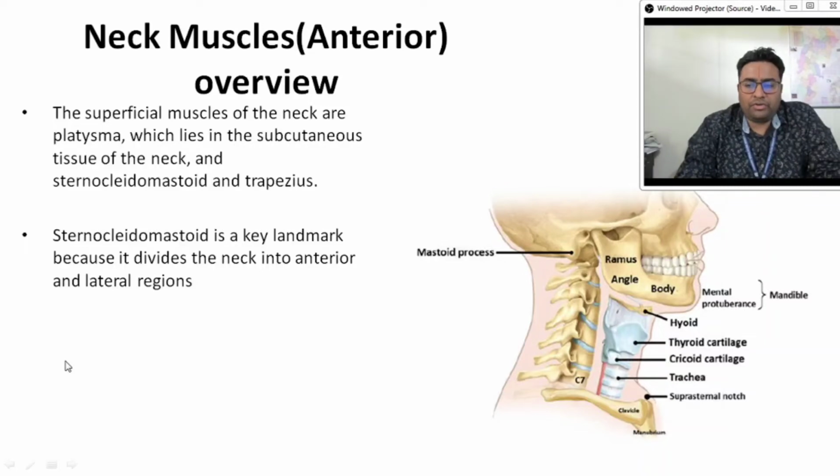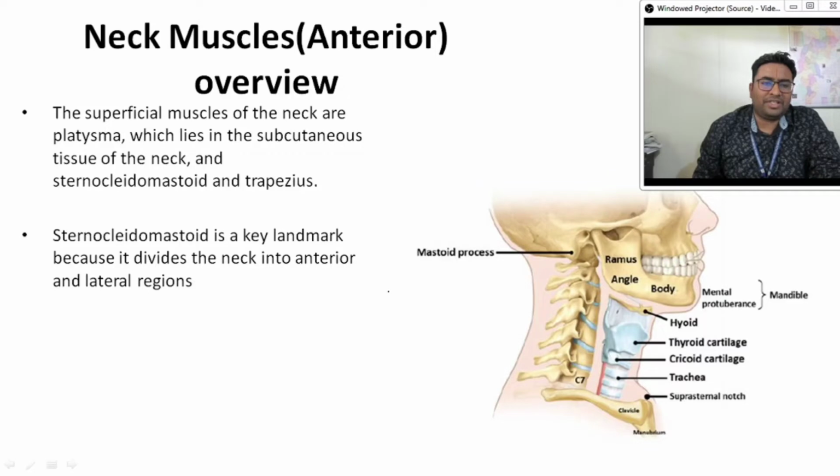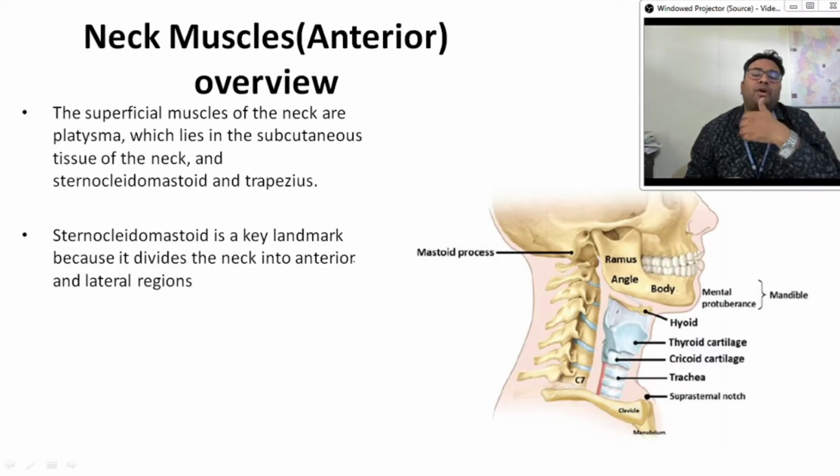So today we are going to discuss the neck muscles. The neck muscles that we are going to discuss are only about the anterior part of it. Before going into that, what we have to understand, look at this diagram. This is the mandible.